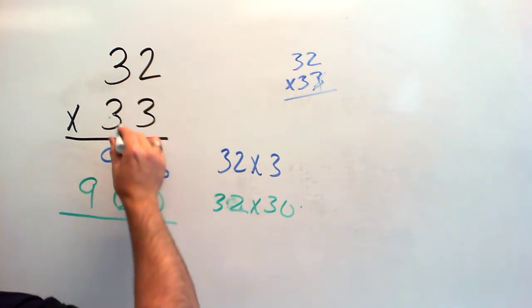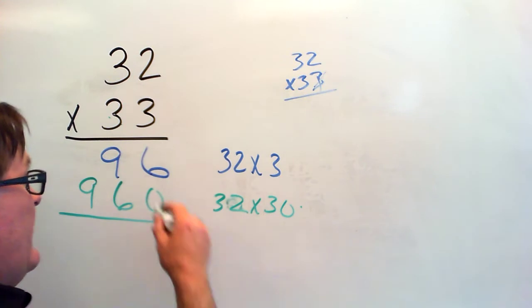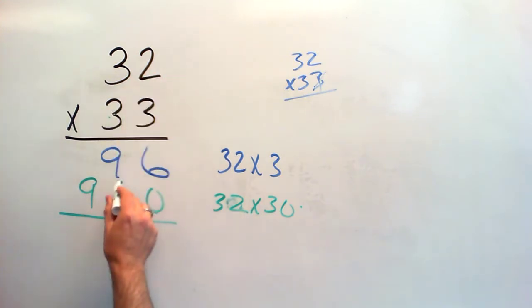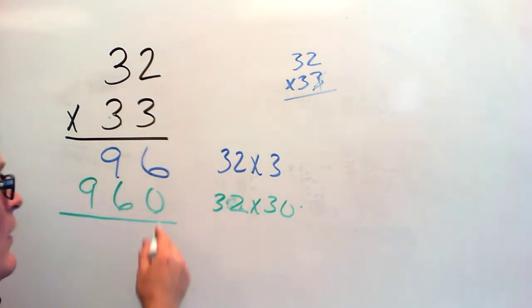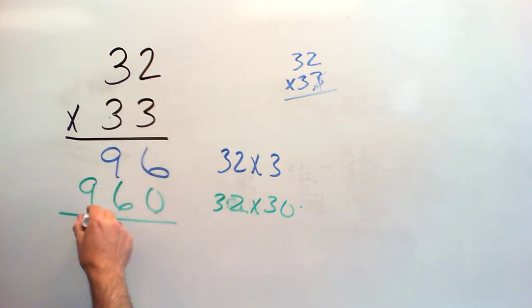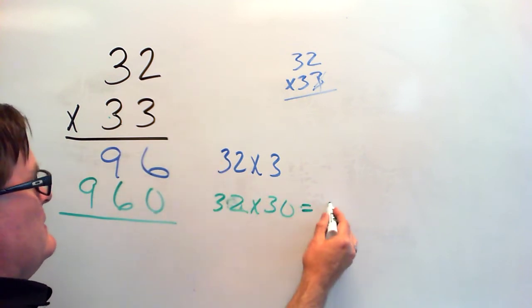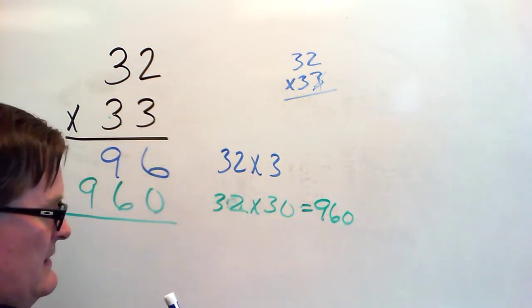3 times 2 is 6. 3 times 3 is 9. That's what needs to be going through your head. But in reality, this is 30 times 2, which is where the 60 comes from, which is why that 0 is there. And this is realistically 30 times 30, which is 900. And then we've taken care of that bottom row. So 32 times 30 gives us the 960.